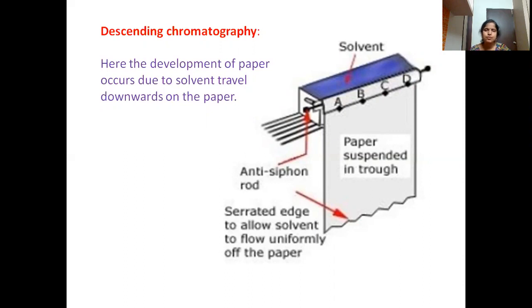So the same principle we can apply here. Whichever component has less affinity towards the stationary phase will travel fast along with the solvent from the top. So the solvent is flowing downward. As the solvent is moving downward on the paper, it is called descending chromatography. Whereas in ascending, the solvent will travel up, that is, it will move upwards. In descending, it will move downwards.